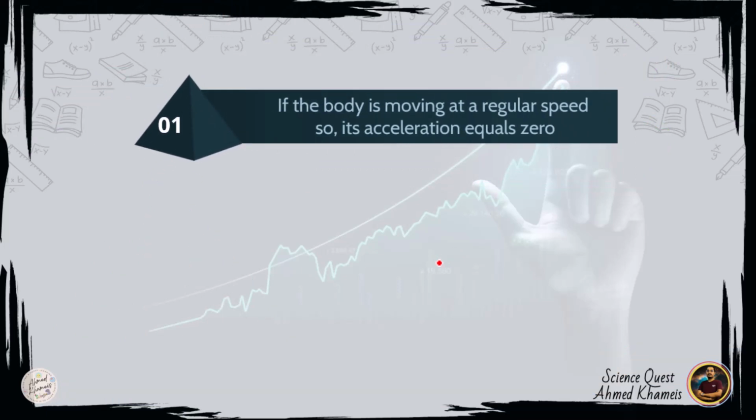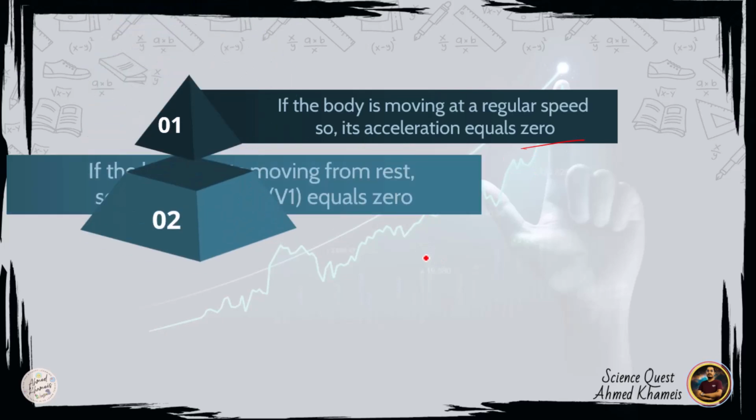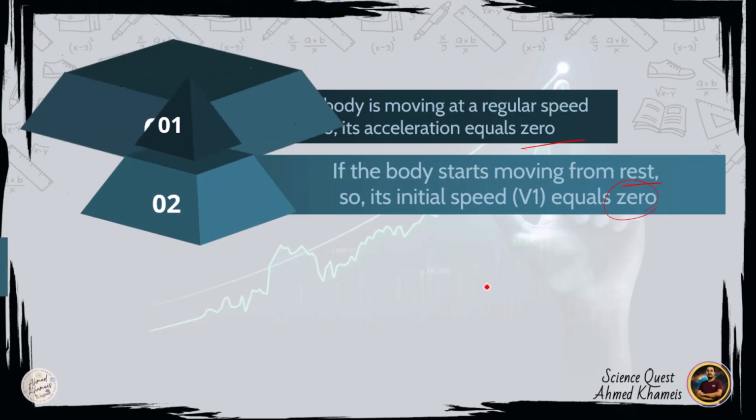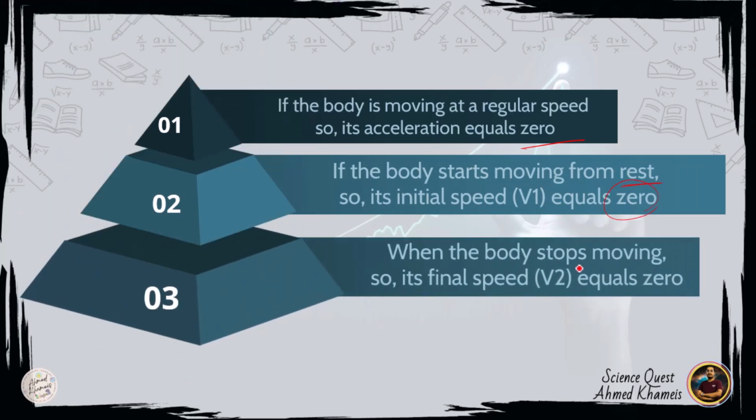And if the body is moving at a regular speed, the acceleration will equal 0. If the body starts moving from rest, the initial speed will equal 0. And if the body was moving and stops, the final speed will equal 0.